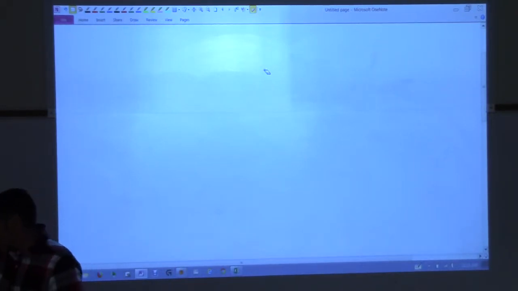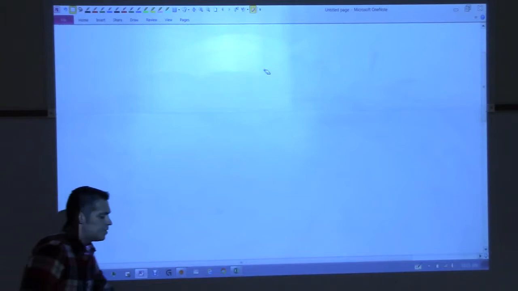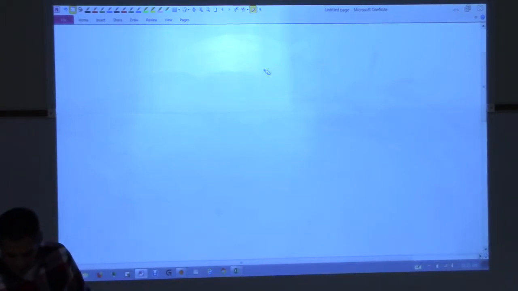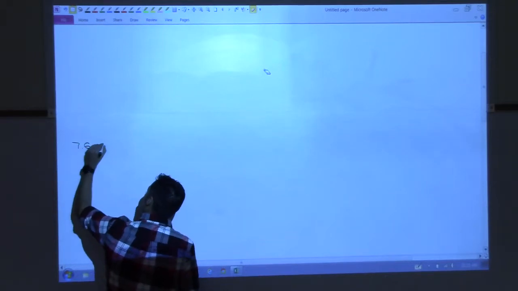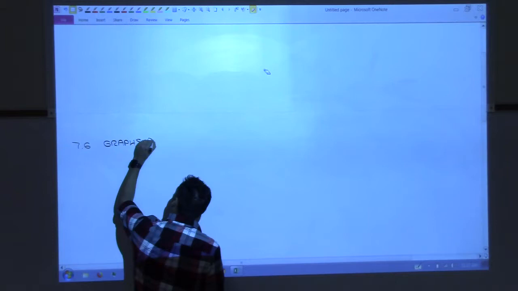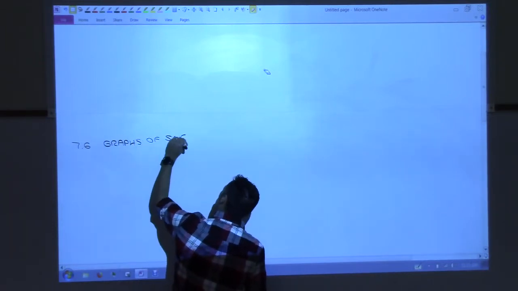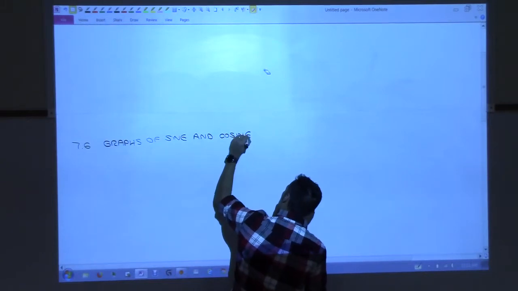And I have a visual aid here for us. 7-6 is titled Graphs of Sine and Cosine Functions.